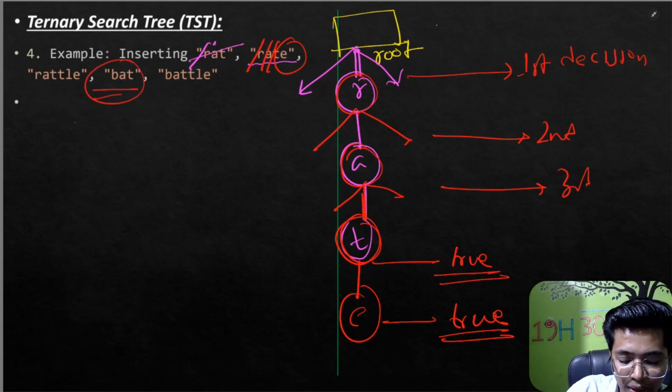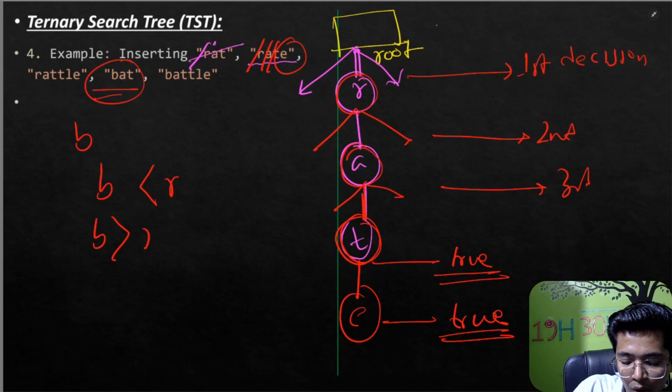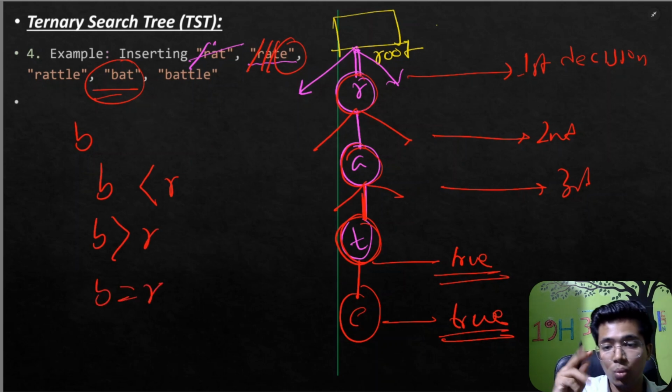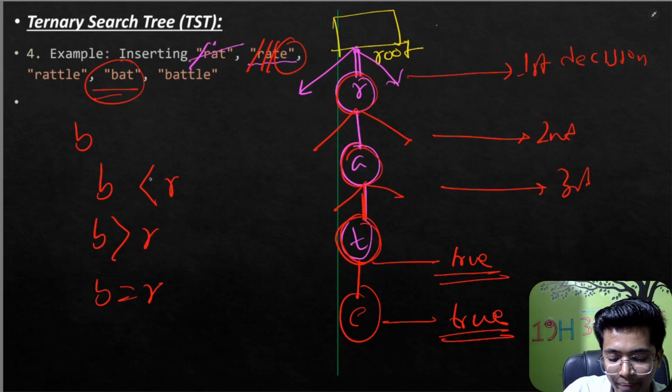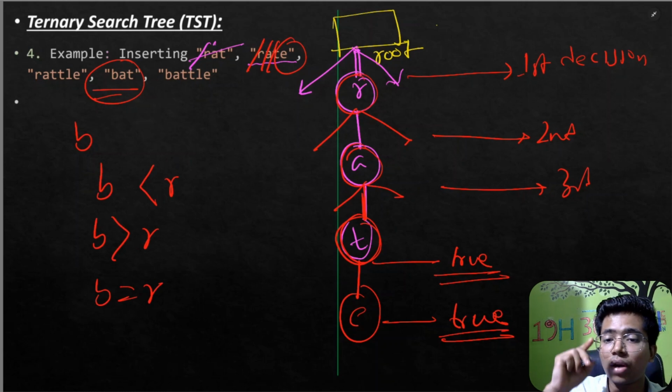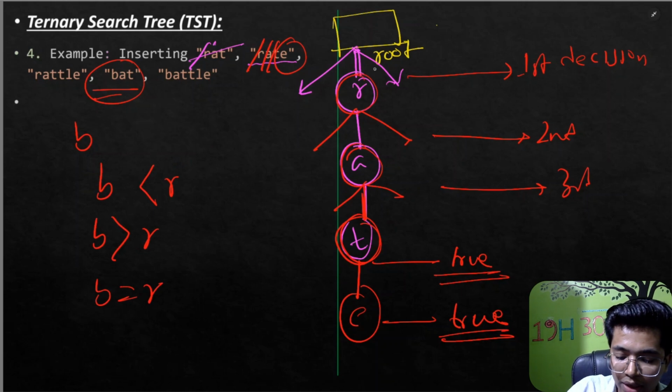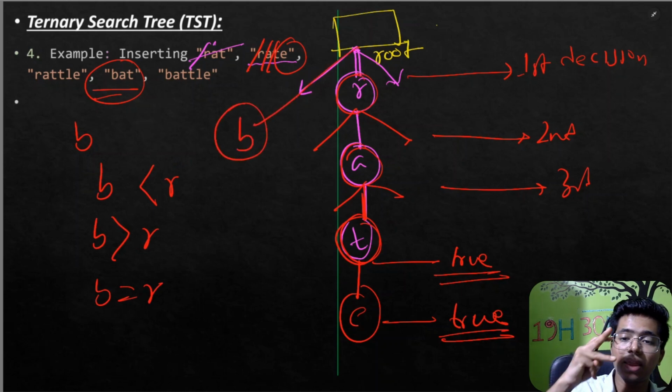We got a completely new letter B and we check if B exists or not. Now we compare this letter B with this R. Is B greater than, less than, or equal to R? We take the decision about what exists. And now we get that B is less than R, lexicographically less than R. That means in the English alphabet B comes before R. So B will come on the left side. We will insert B here. So now we took the decision three times.